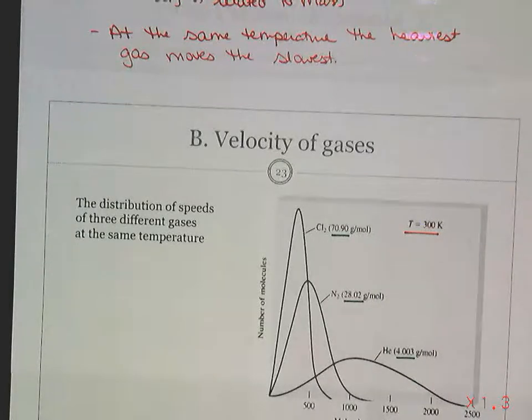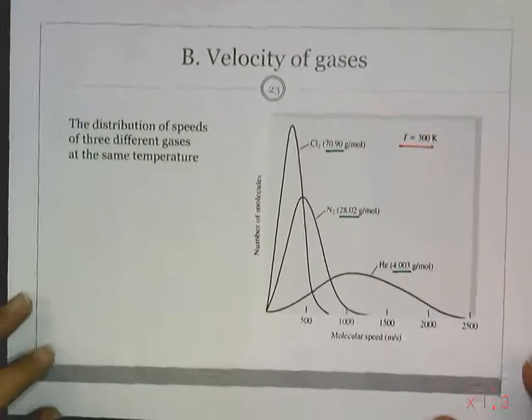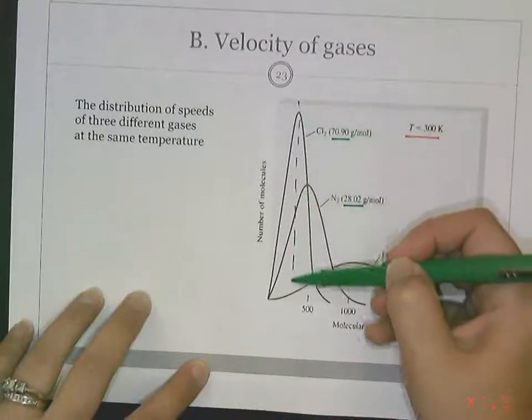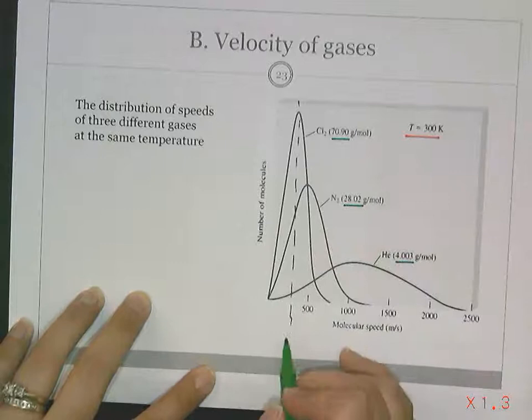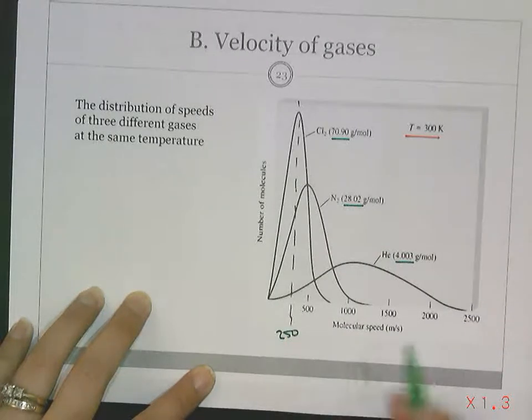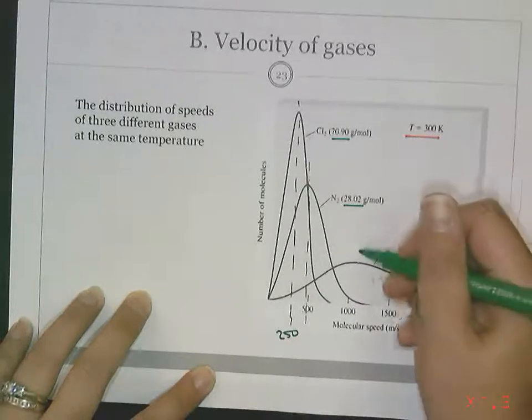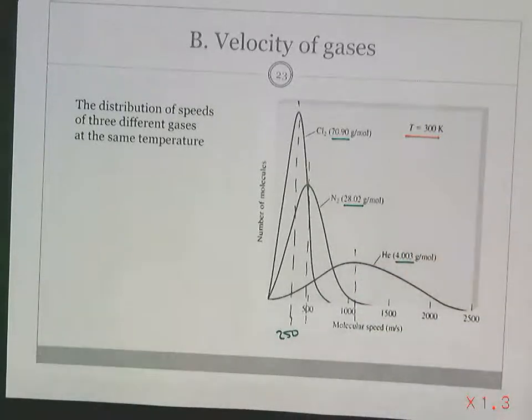And here are my speeds. Chlorine is on average going, what would you call that, 250. Nitrogen is on average going about 500, and the helium's going almost 1,000 meters per second. So the heavier the gas, the more kinetic energy it takes to get it going. So overall, it's going to move slower, which is what you already know.